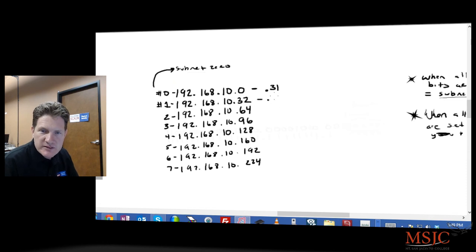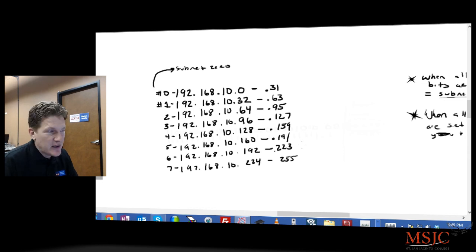The next one is going to be 63. The next one is going to be 95. The next one is going to be 127. The next one is going to be 159. The next one is going to be 191. The next one is going to be 223. And the next one is going to be, this is the hard part, 255, which is the last available IP in that block. So these are the broadcast IDs. Subnet IDs, broadcast IDs. Next step.